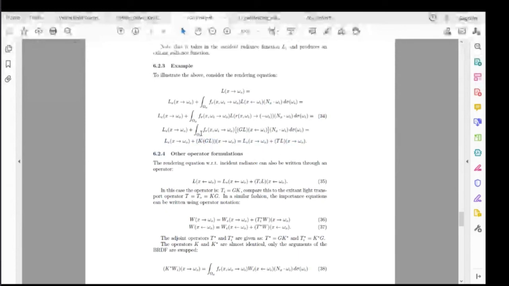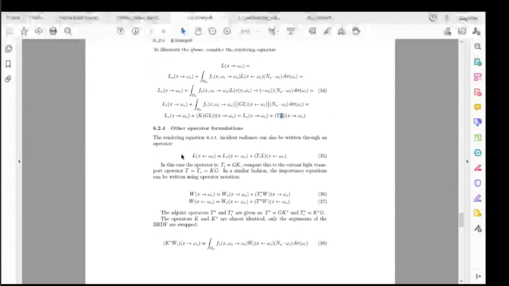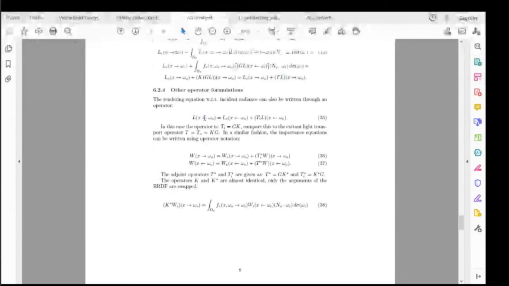So why did we do this, let's say, mental gymnastics of introducing two operators when we could have done with one? Well, it's because for the other formulation, let's say, of the rendering equation in terms of incident radiance and not exitant radiance, you get a different operator, T_i, which is simply these two flipped around. So T was KG, and this is GK, applied in reverse order.